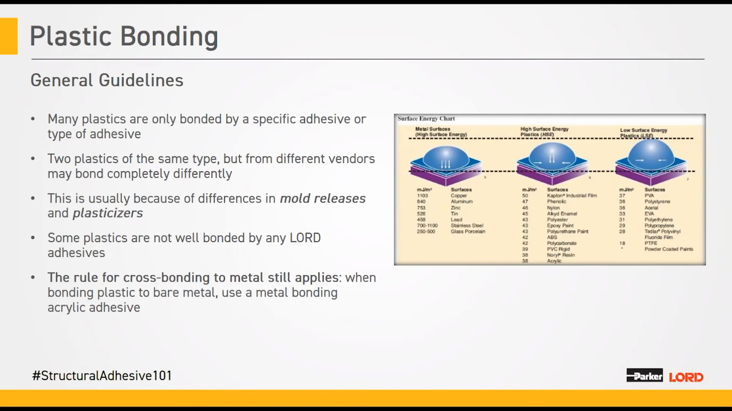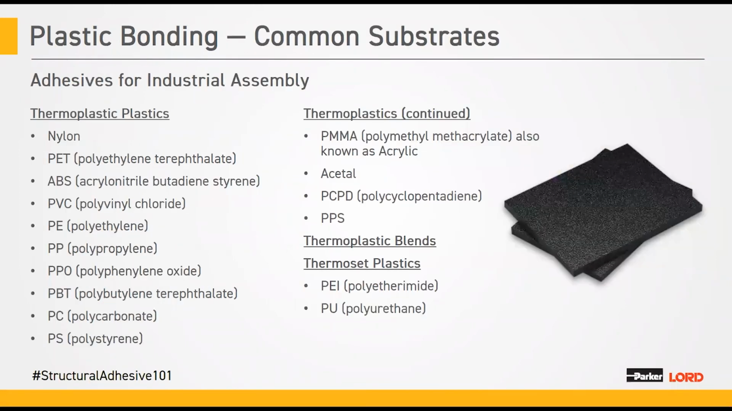As a general rule, the same thing applies for any cross bonding of metal and plastics. When we're bonding those two, use a metal bonding acrylic adhesive to bond to the metal and test adhesion to the plastic. Just some common substrates that we want to discuss for plastic bonding.